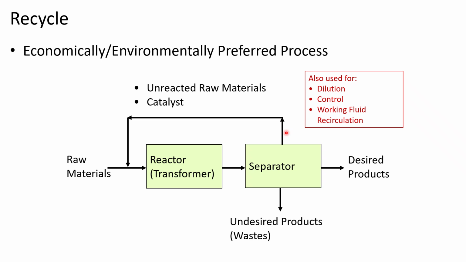Now, the separation process and the recycle of the stream is the nature of a recycle stream. And this is what we commonly see in a chemical process, that there'll be one or more recycle streams to recover unreacted raw materials or catalysts or for other purposes. For instance, it could be used to dilute the feed to a reactor, to help control a reactor, or there might be a working fluid that's recirculated around, a fluid that's used to transport materials through the process.